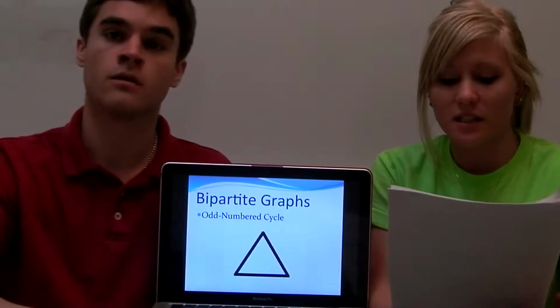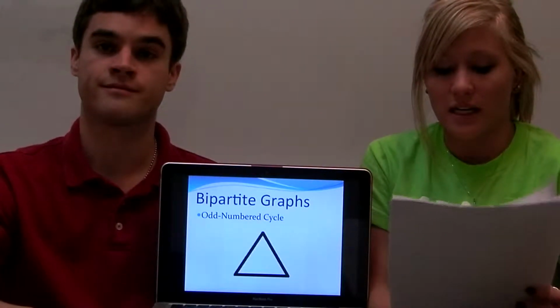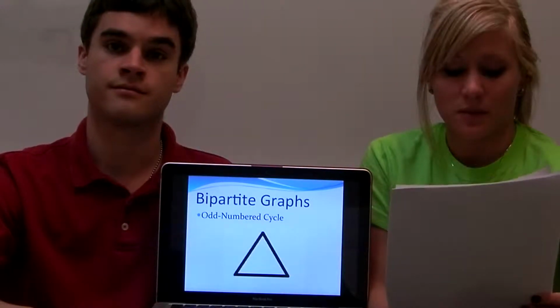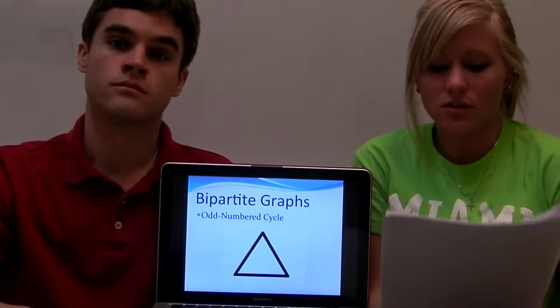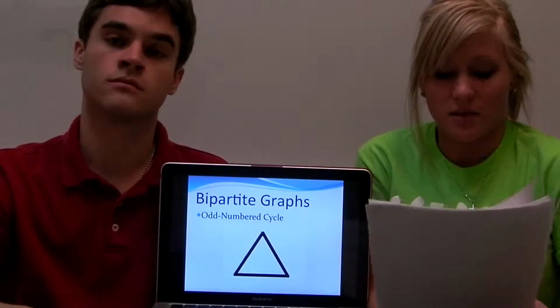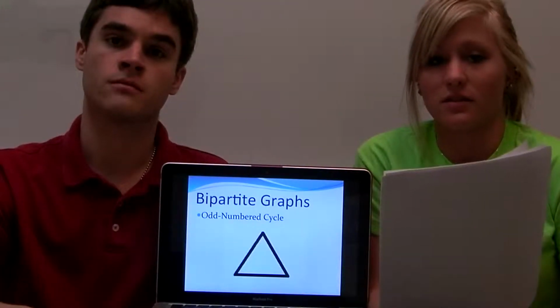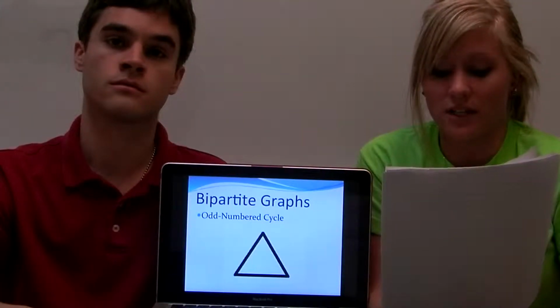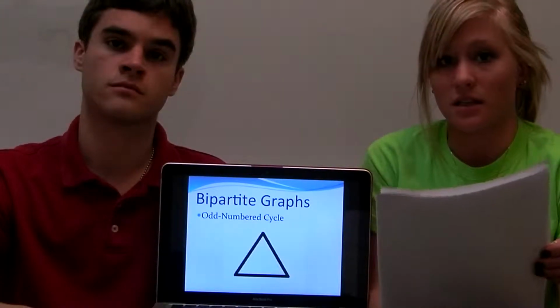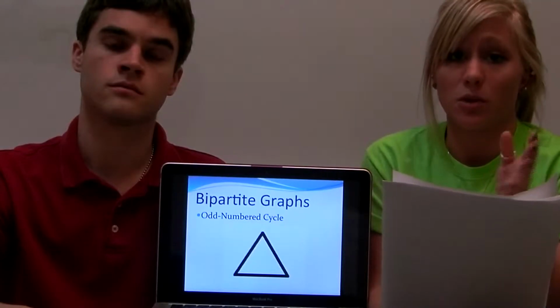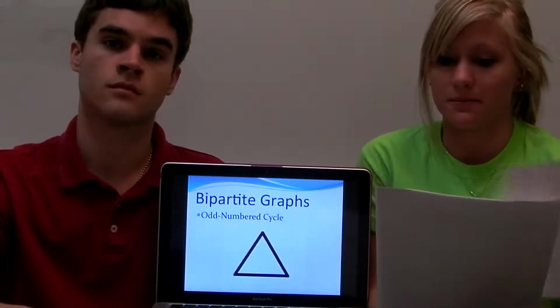If a graph contains a loop, otherwise known as a cycle, it cannot have an odd number of vertices, like you can see right here. If there is a closed loop with an odd number of vertices, it is immediately apparent that if one vertex is in set A and one vertex is in set B, then the third vertex cannot be in either set because it is touching both a vertex from A and B.